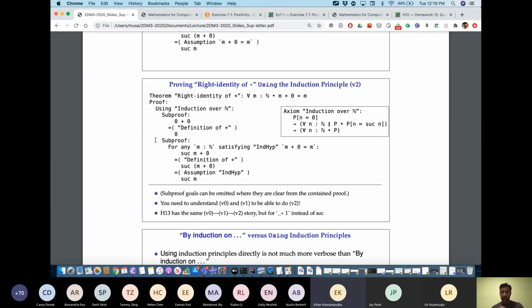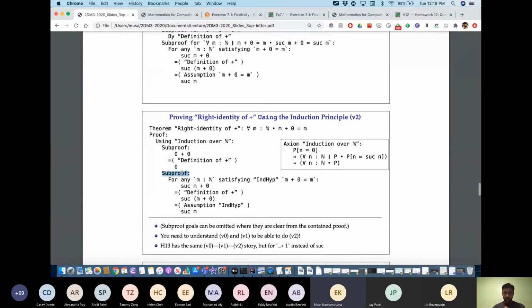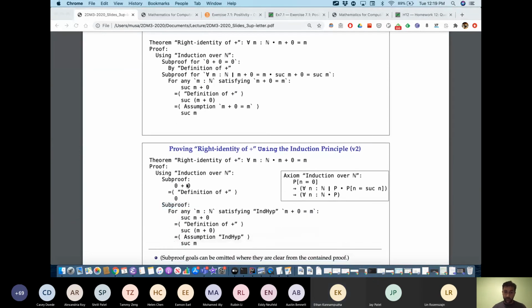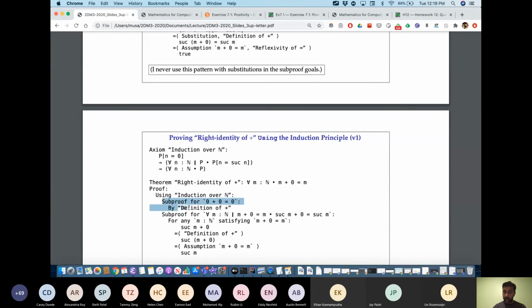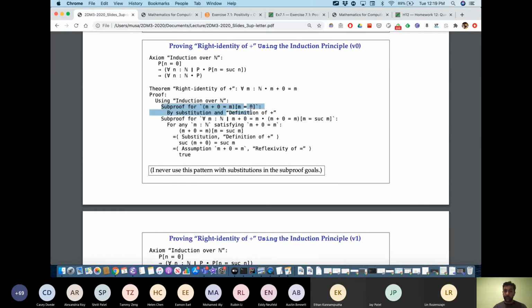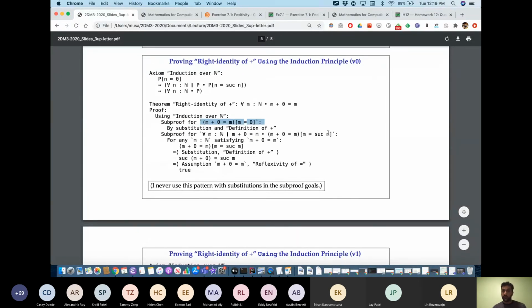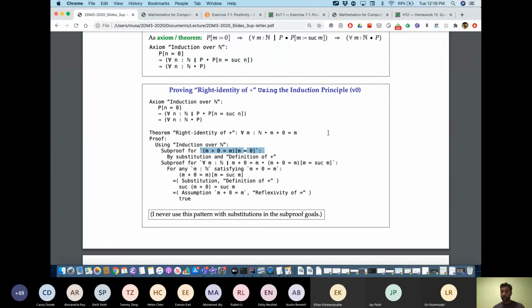So. Sorry, for the second subproof, you use the for any syntax. Why not for the first subproof? Because the first subproof. So this is why I said you need to actually know what you're doing to do this. The first subproof is not a for all. The first subproof, if you look at it back in V1, it's just 0 plus 0 equals 0, right? Or if you look at it back in V0, it's just m plus 0 equals m, with m being 0, because that's what we're doing in the base case. There is no for all here. That's why we don't need a for any. There is no for all. So thank you to the person who just pointed that out. If you don't know what you're doing, you should write all of the subproof goal directly. Okay.